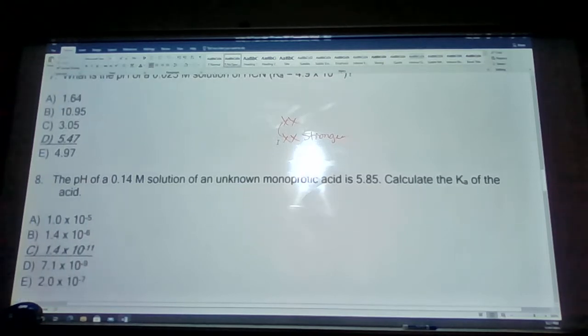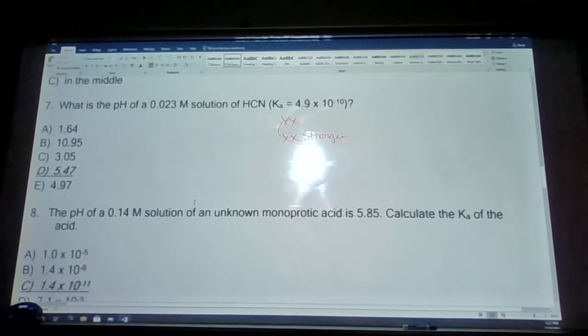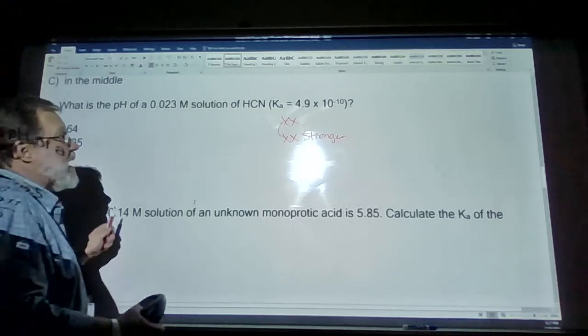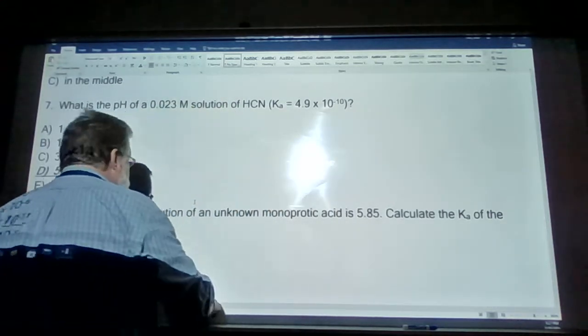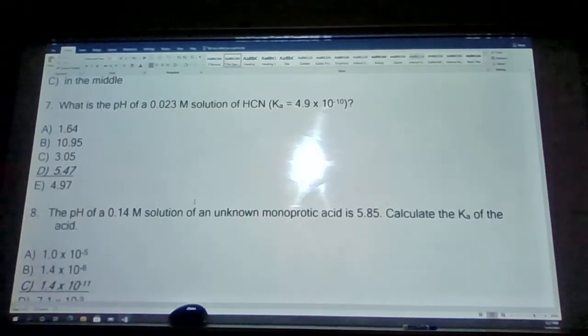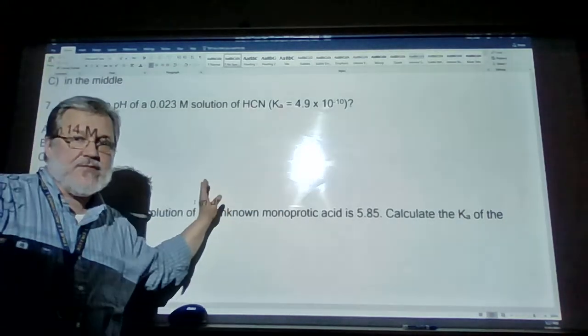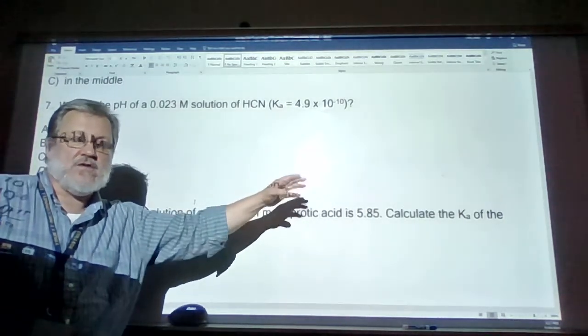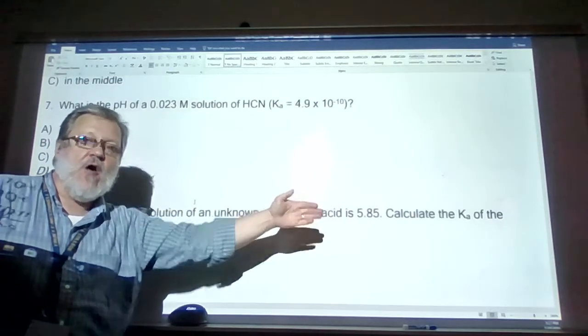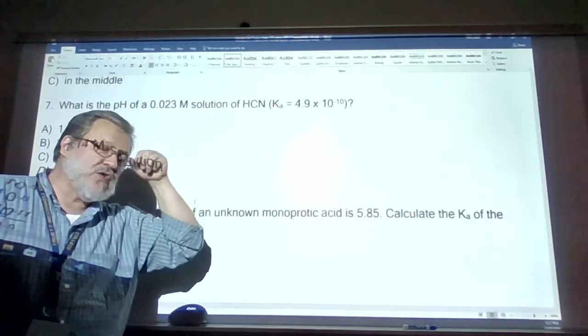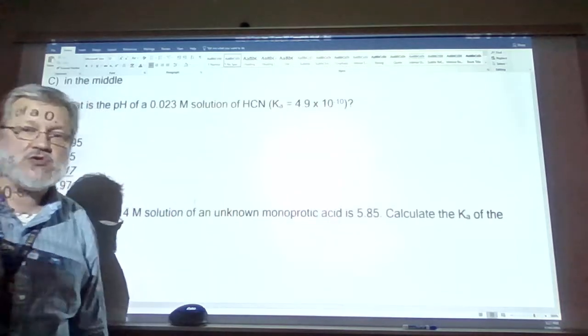Number 7, what is the pH of a 0.023 molar solution of HCN with a Ka of 4.9 times 10 to the minus 10th? Whenever they're talking about pH, they're talking about how much hydrogen ion concentration. Our Ka value only says it goes from left to right to a certain extent. But that extent, how far it goes, and the concentration of H plus depends upon how much you start with.